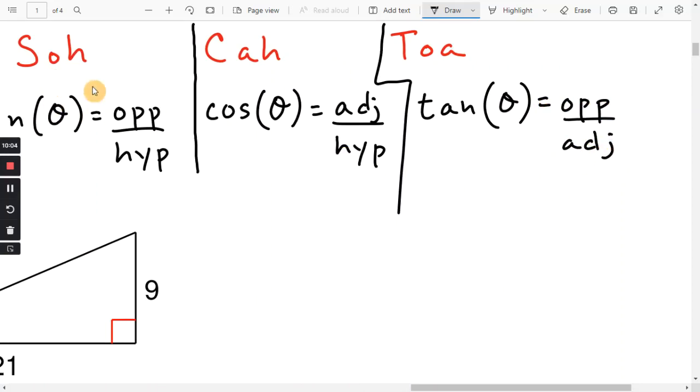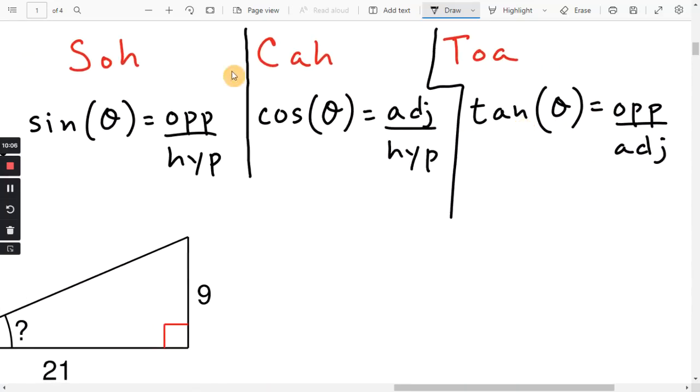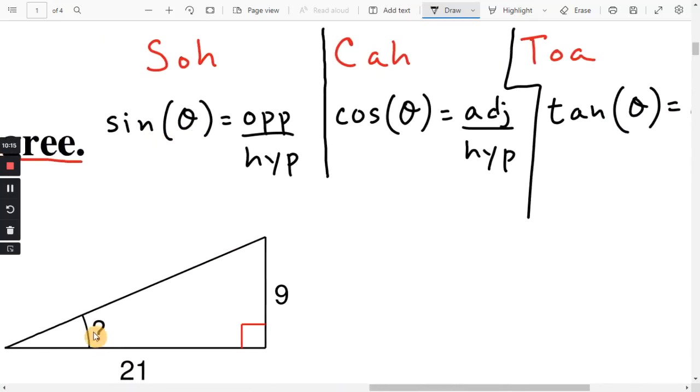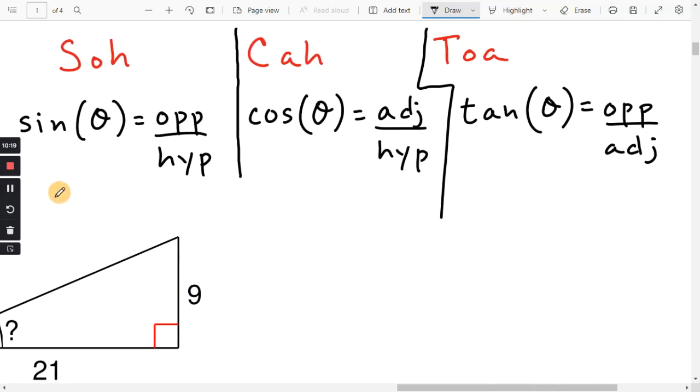Okay, so you need these formulas. You need these formulas for this exercise. Okay, the only thing is, instead of the Greek letter theta, for their angle, they just used a question mark. All right, so that's how we're going to do these.